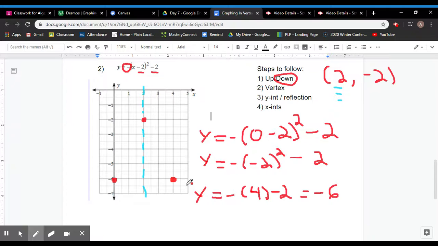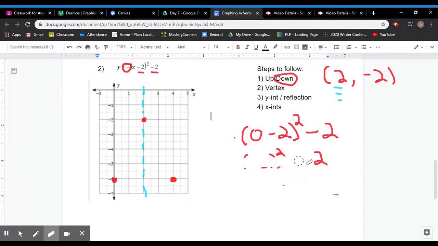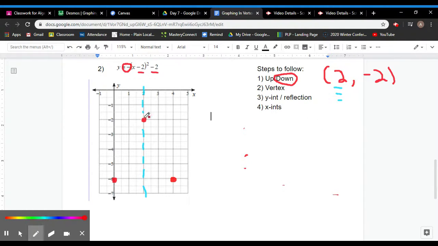Lastly, we would need to find our x-intercepts. All right, for my purposes right here, because I'm just focusing on graphing, I'm not going to actually find the x-intercepts, for one reason. I know that this graph opens downwards, right? I already figured that out. So this graph is going to look like this. Here's the x-axis. This graph is never going to touch the x-axis.